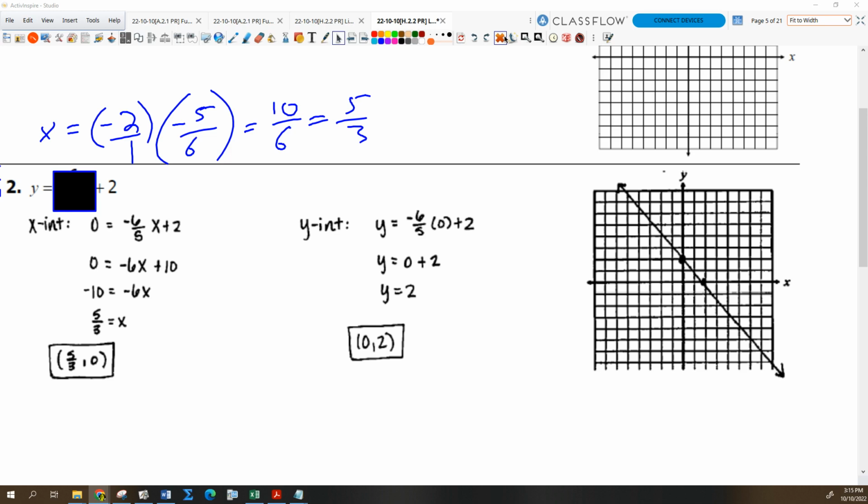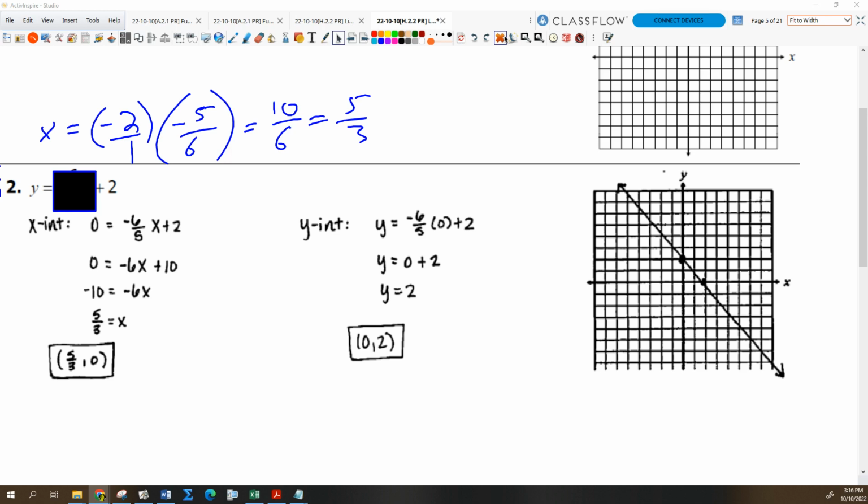Now, we don't write mixed numbers in high school, but we think in terms of mixed numbers. 5/3 is what as a mixed number? 1 and 2/3, right? 3 goes into 5 one time with 2 remaining, so 1 and 2/3. So then I'd go 1 and 2/3, the point (5/3, 0). There's my two points, connect and extend, and we got it.